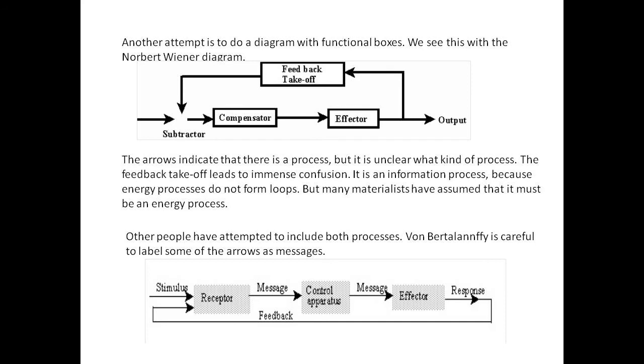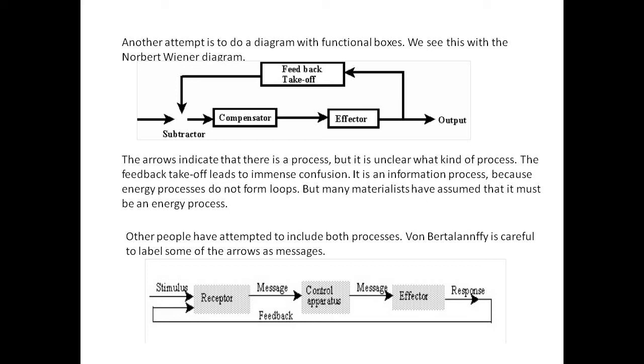Another attempt is to do a diagram with functional boxes. We see this with the Wiener diagram. Thus you have a subtractor feeding into a compensator, which feeds into an effector, which produces output. From the output, there is a feedback takeoff that returns back to the subtractor. The arrows indicate that there is a process, but it is unclear what kind of process. The feedback takeoff leads to immense confusion. It is an information process because energy processes do not form loops.